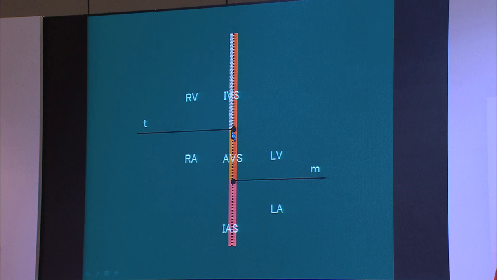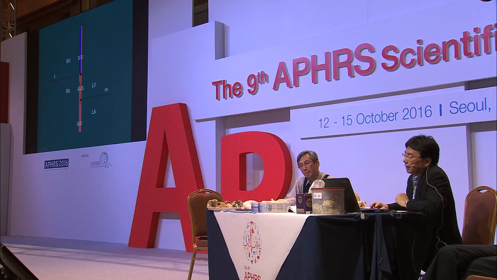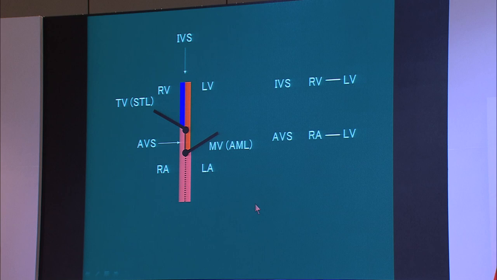So electrically, there is a complete separation in this area by this fibrous tissue. If electrically it does not separate, the excitation leaks to here, to here. At that time, this is diagnosed as WPW, type C WPW. So this is a summary of here and here.